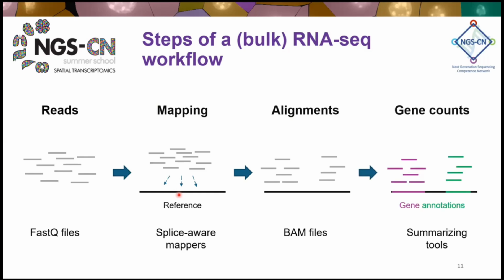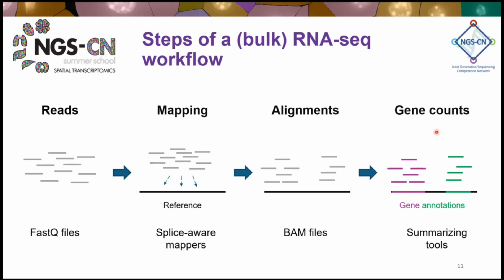And finally, of course, you want to get gene counts. For this, now you know where the reads are, but in your reference, you don't know what the positions of the reference mean. And therefore, you need gene annotations. Gene annotations usually come as a GTF or GFF file, and they tell you which genes are in this position of the reference.